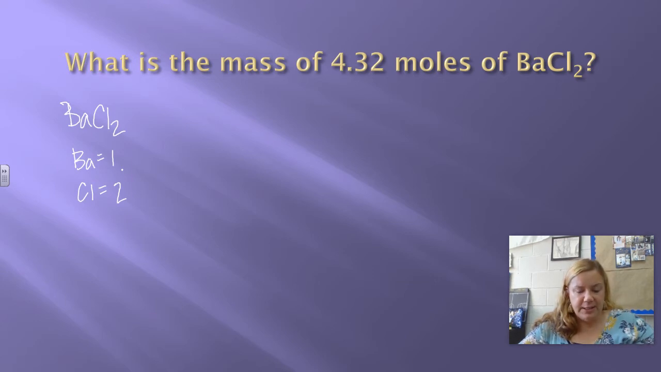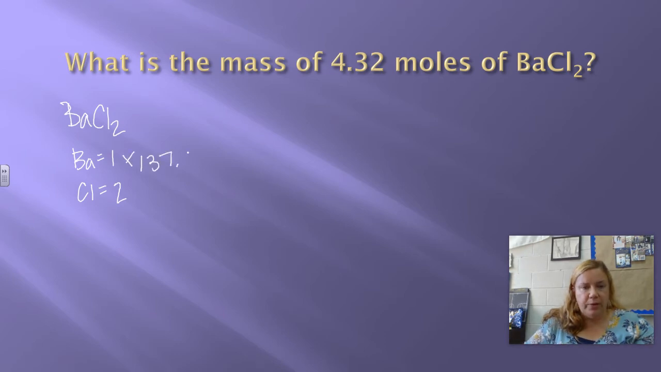Now if I look at the periodic table, barium has a molar mass of 137.3. That is the atomic mass of barium. That means if I had 1 mole of barium, that's how much it would weigh. Now chlorine, if I look at it on my periodic table, is 35.5. So if I had 1 mole of chlorine, it would weigh 35.5 grams.